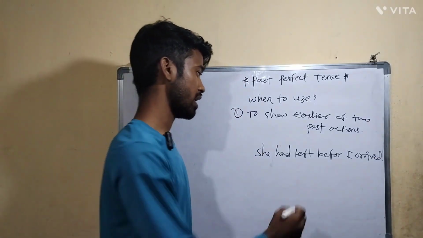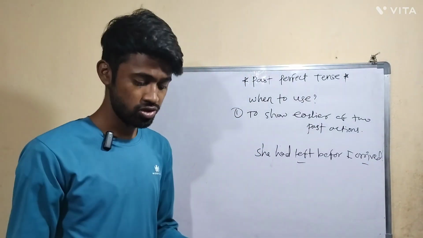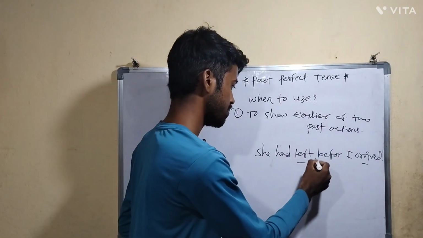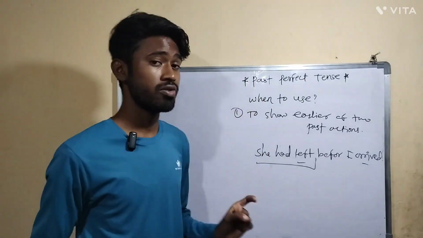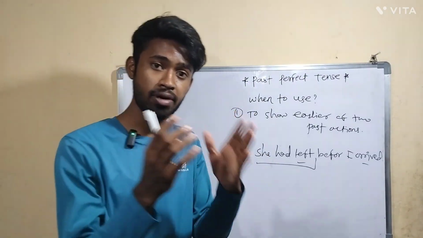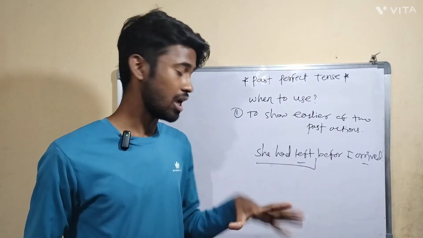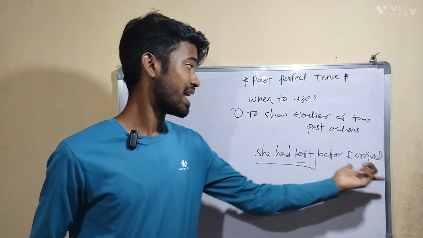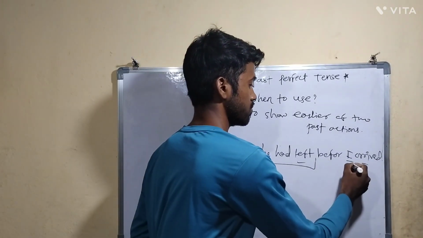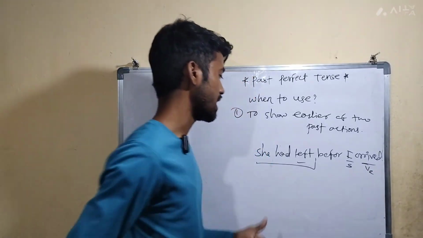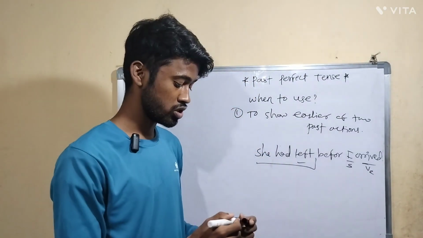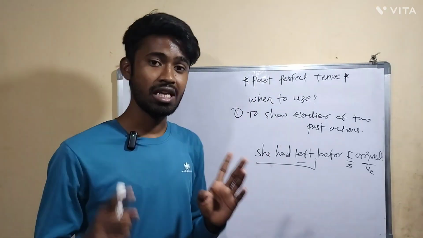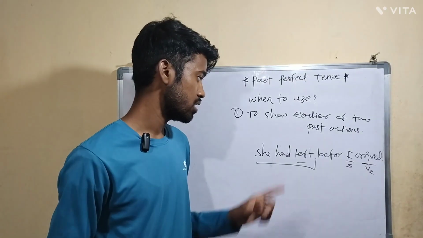Now here see there are two actions, left and arrived. Now tell me which one happened first. So this one happened first, which is in the past perfect tense. To tell the first action which happened, we use past perfect tense. This is simple past tense: arrived, subject and second form of verb. And in the past perfect tense we will discuss the structure later. Here we have one helping verb, that is had. In past perfect tense there is only one helping verb, that is had.